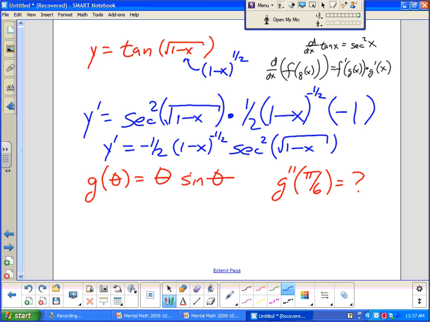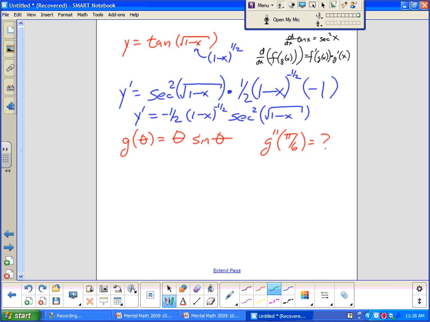I suppose just combine the half and -1 this time. All right. I don't want you to get thrown by different variables. We used x and t a lot the last couple of weeks. I never thought about putting in theta. So I could write g of theta equals theta times sine theta. And I could ask you to evaluate g double prime at pi over 6, or the second derivative at pi over 6, right?